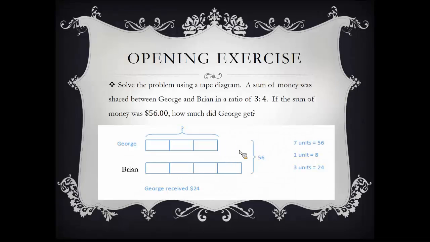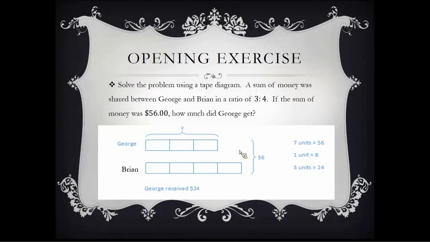So for George, we have 3 rectangles. That's a tape diagram. We have 3 units for George. And for every 3 units we have for George, we have 4 units for Brian. So if we look at the total, combined between George and Brian, we have 7 units, and the sum of those 7 units is $56. So 7 units equals 56.